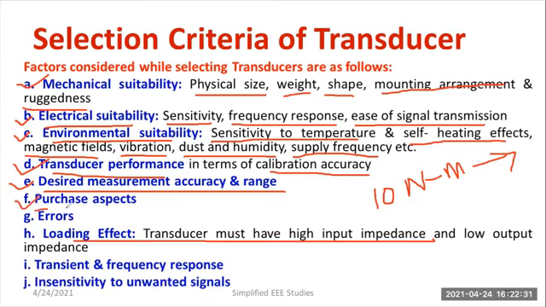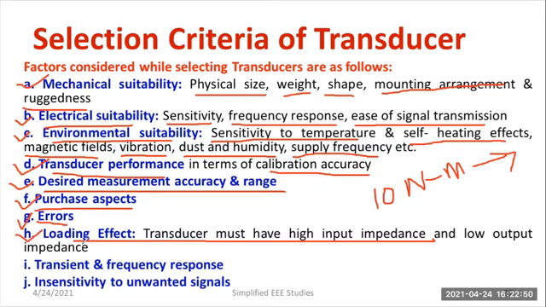Then you have to take care of purchase aspects, whether the cost is viable, whether it is a reasonable cost. Think about all the aspects. The error of the instrument, the error of the transducer, should be as minimum as possible. It should show better performance.